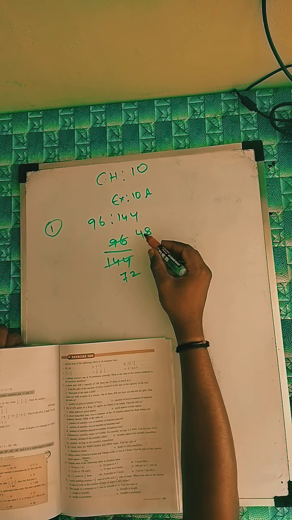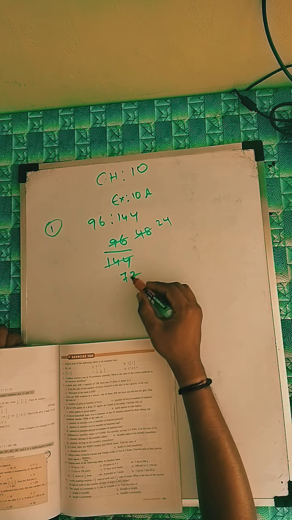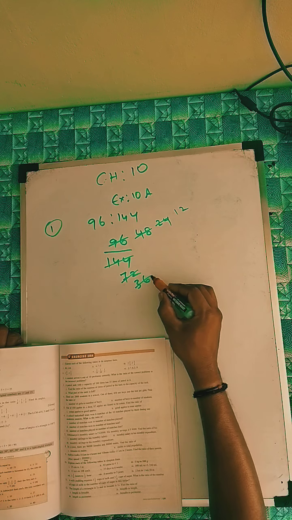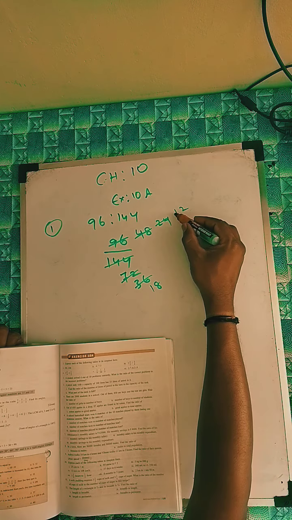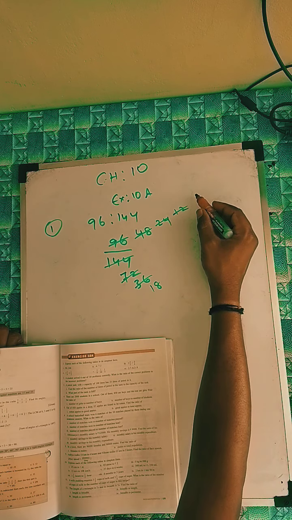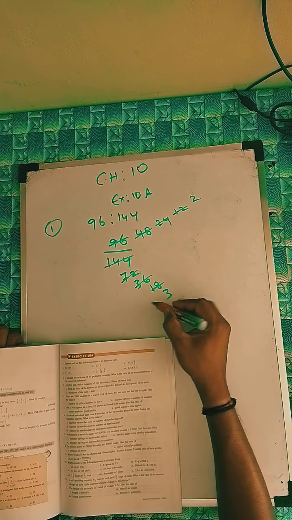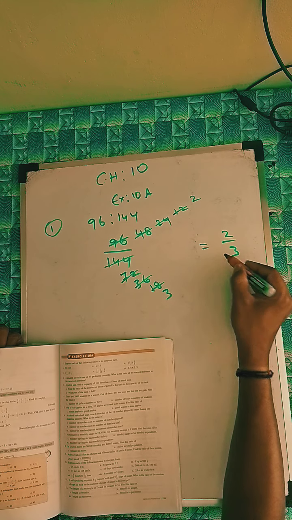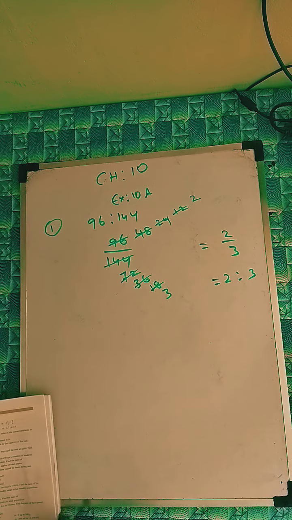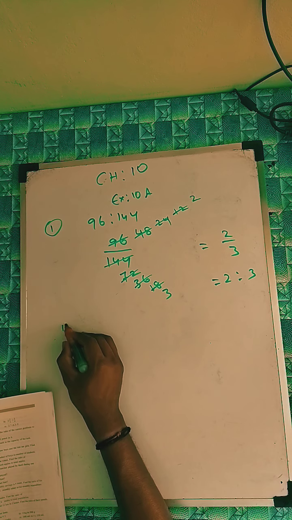Again cut by 2, 24 2s are, 36 2s are. Again cut by 2, 12 2s are, 18 2s are. Again you can cut by 2 also. Now 12 18 is easy to cut by 6 also. 6 2s are, 6 3s are. So it's easy. The answer is 2 by 3. We can say 2 is to 3 is the simplest form. Understood? And next one, question number 2.